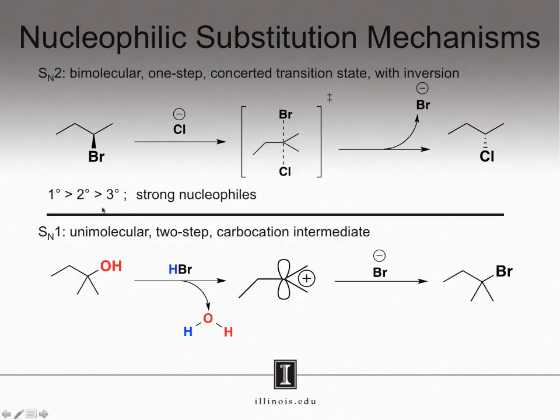If we return to the SN1 mechanism, this is a 2-step mechanism because it takes 2 steps to go to product. The first step is the ionization, and the second step is the attack of the nucleophile onto the carbocation to form our final product.